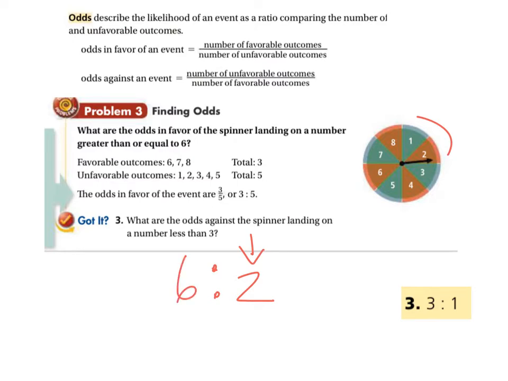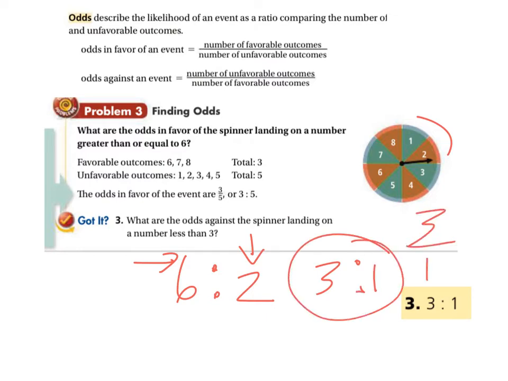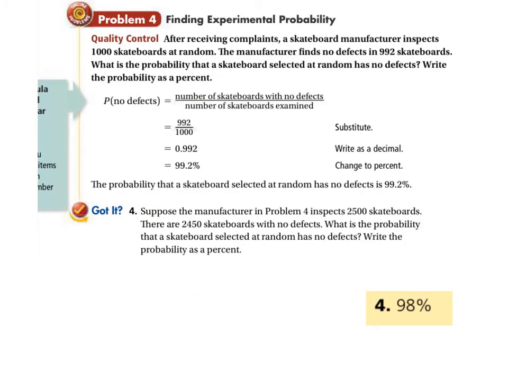Of things that I don't want. And we can reduce an odd just like a fraction. So that's really 3 to 1. Again, some folks write it 3 to 1. Either way is fine. But again, this one's against. You got to pay attention to what I'm asking for on the quiz or test because I will try to trick you with this.